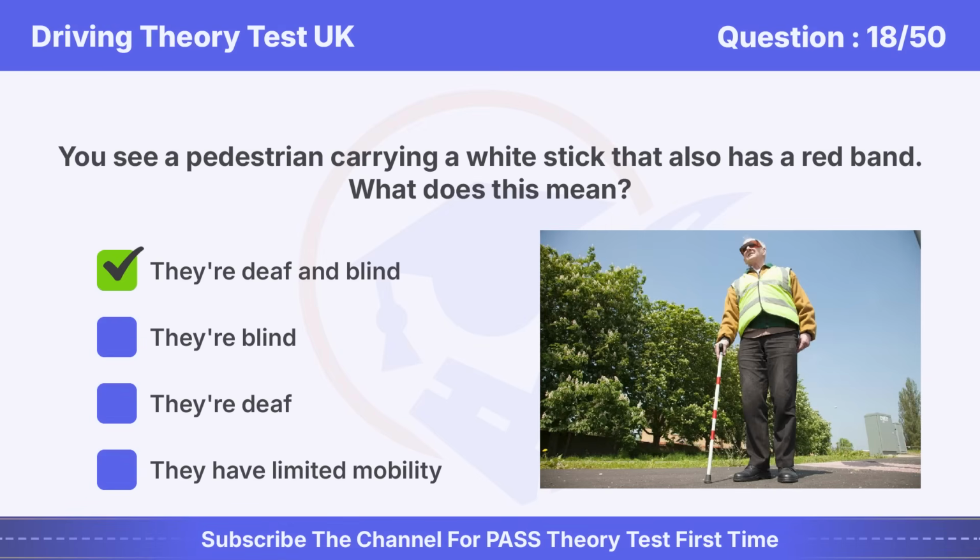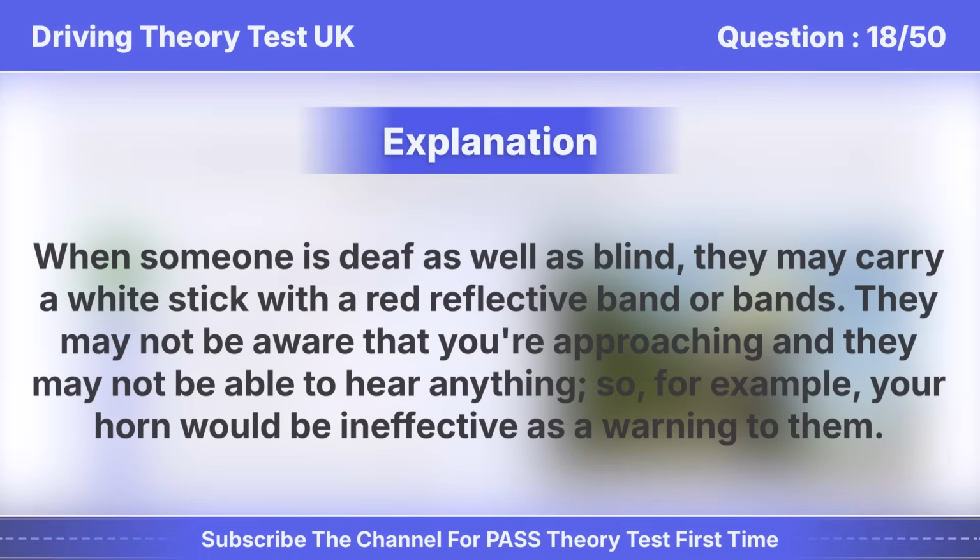Answer is A. They're deaf and blind. When someone is deaf as well as blind, they may carry a white stick with a red reflective band or bands. They may not be aware that you're approaching and they may not be able to hear anything. So, for example, your horn would be ineffective as a warning to them.